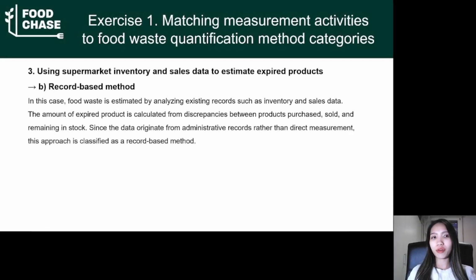In the third scenario, we have using supermarket inventory and sale data to estimate expired product. In this case, the quantity of expired product is calculated from the information about purchase, sold, and remaining product in stock. So it comes from the recorded information, not some physical measurement. And the result you obtain is the secondary data. This can be classified as record-based methods.